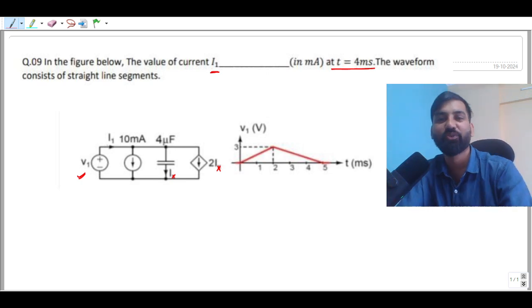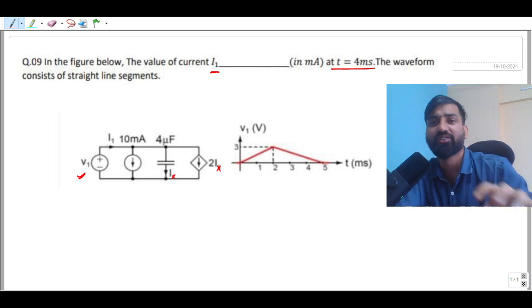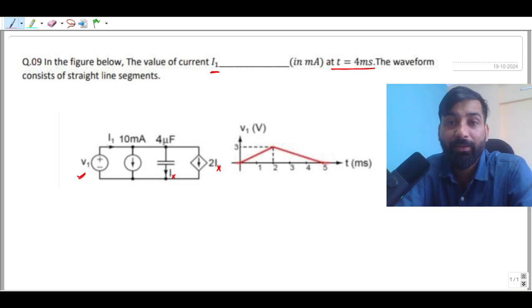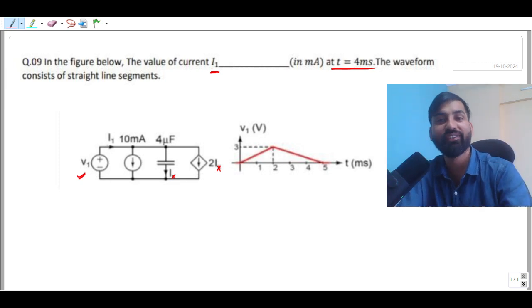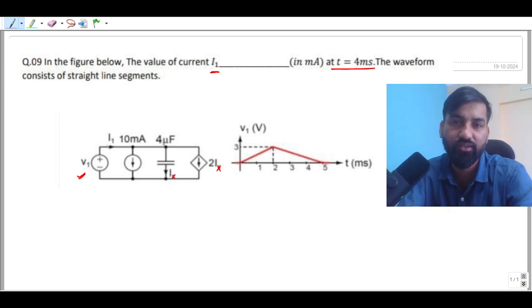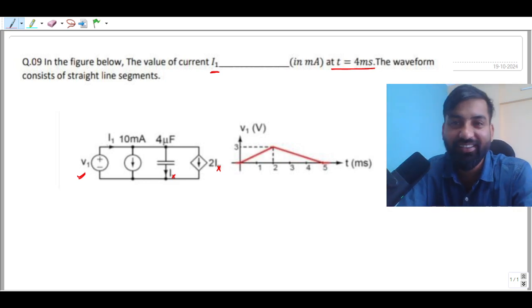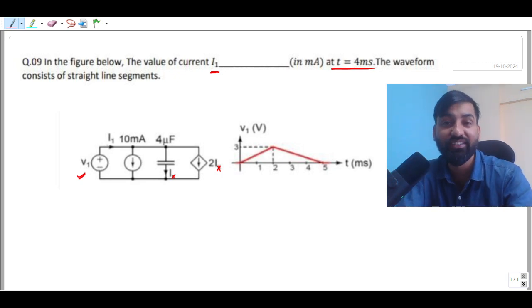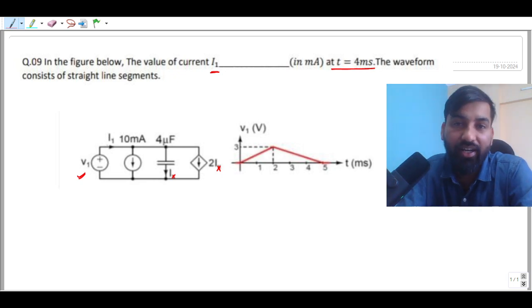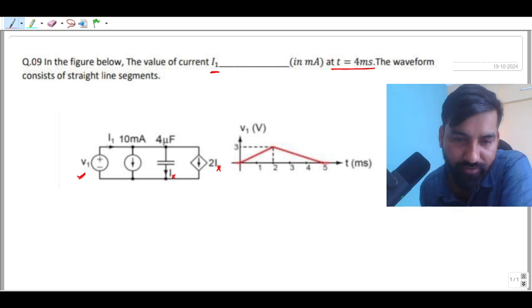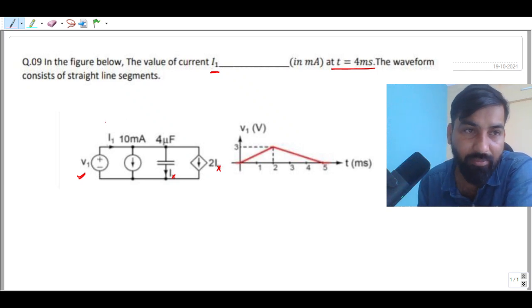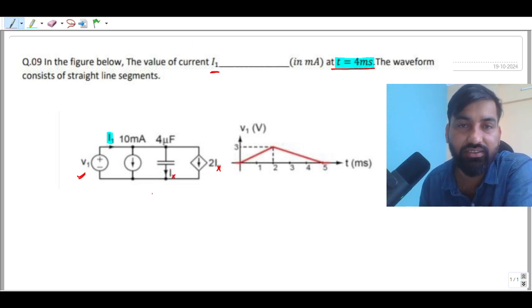Let me tell you before I start solving the question: it does not need you to write a lot of equations to answer it. You can answer this question by inspection, mentally as well. But to make you feel better, as long as we are preparing for the GATE examination and for written interviews, we can write something. If we want to find I1, remember we want this current at 4 millisecond, and V1 is exciting this network.